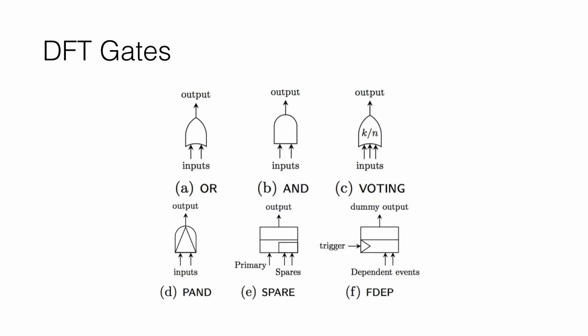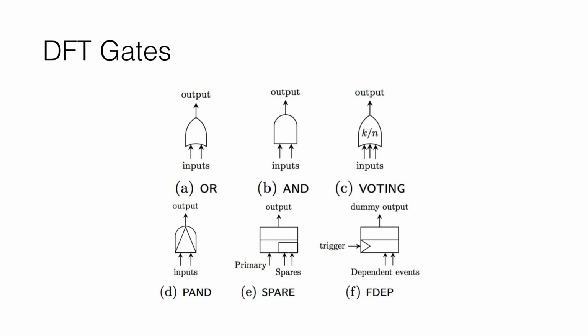Similar to a standard fault tree, we would have the AND and OR gates, which are pretty self-explanatory. We have a voting gate, which will fail if k out of n total inputs fail. We have the PAND gate, which is a great illustration of how dynamic fault trees differ from their standard equivalents. The PAND gate output will fail if inputs fail going from left to right, but not right to left.